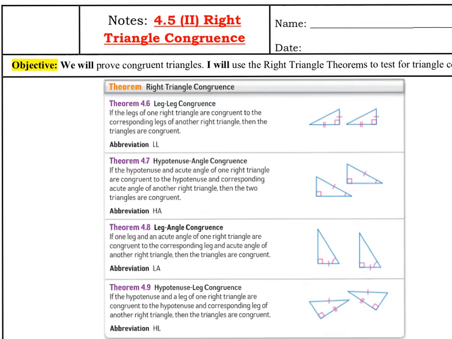In this video, I'm going to go over more triangle congruence properties, but these are specifically right triangle congruence properties. So they do look very similar to the previous properties taught in 4.4 and 4.5, but they all specifically deal with right angles, whereas the other ones, the angles weren't really known or they didn't really matter.